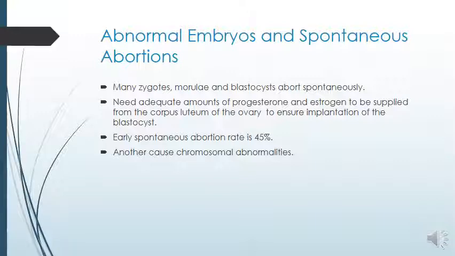So we see that the early spontaneous abortion rate is approximately 45%, and we know that another cause for spontaneous abortion is chromosome abnormalities such as the aneuploidies that we looked at in the last course.